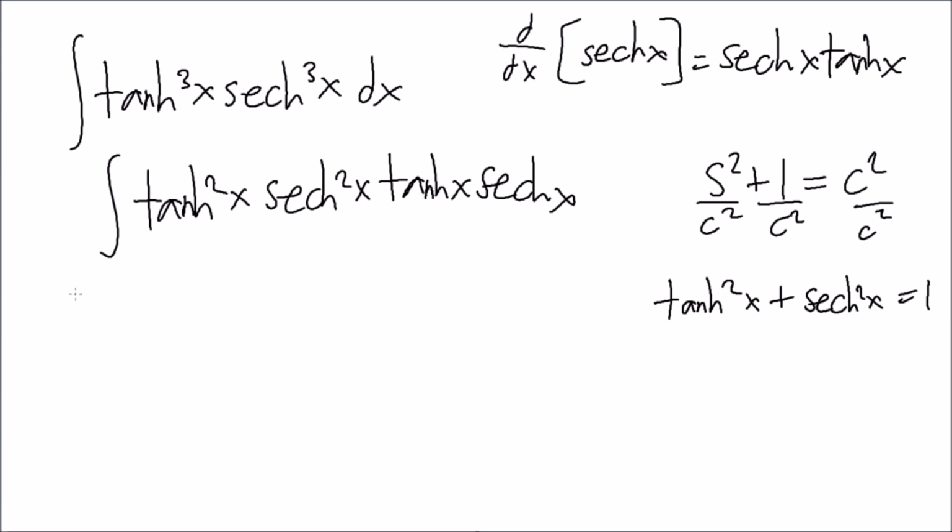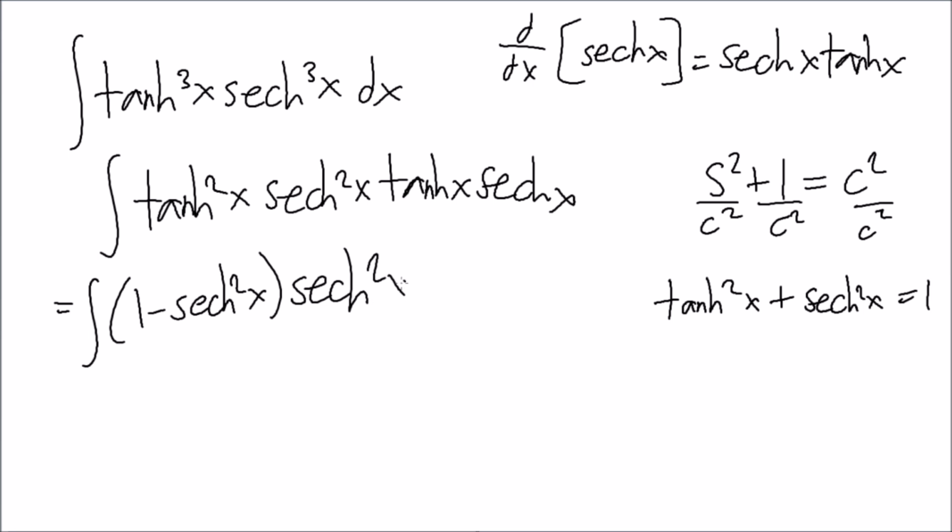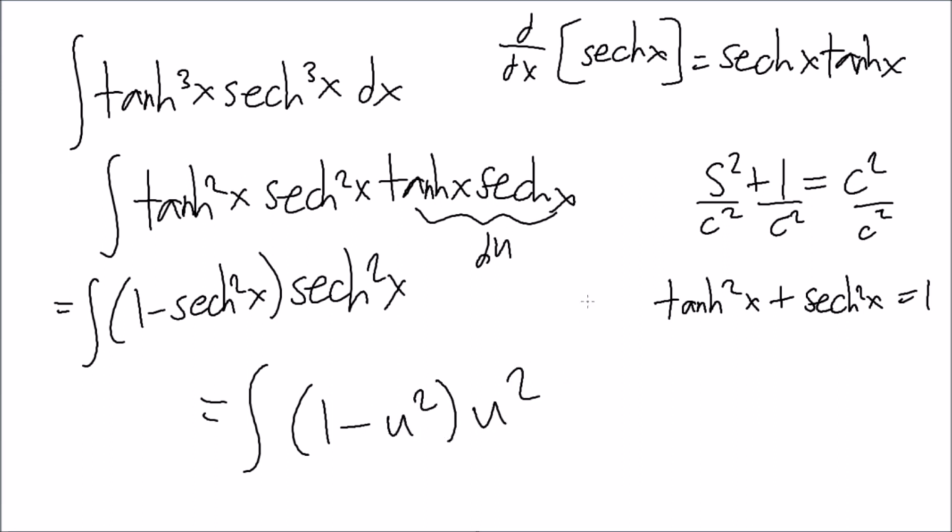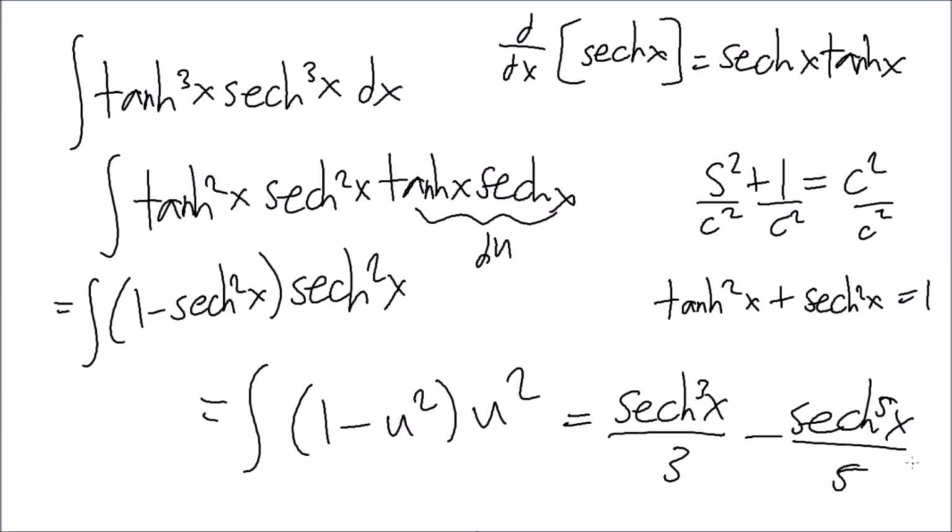So pretty much we end up having 1 minus sech square, and then sech square here, and then you use this for du. I'm just gonna dive right into it. You end up getting 1 minus u square, and then this becomes sech cube over 3 minus sech 5 over 5 plus c.